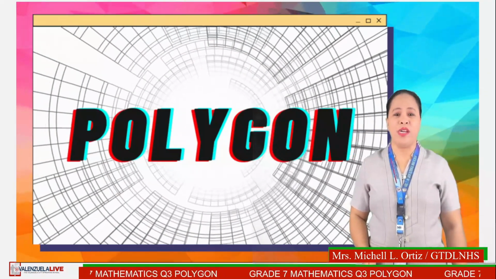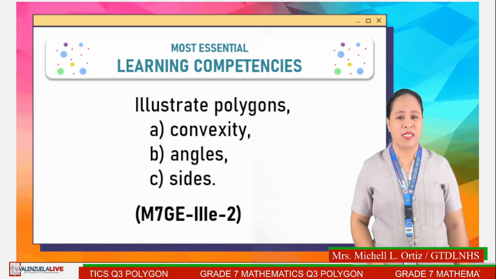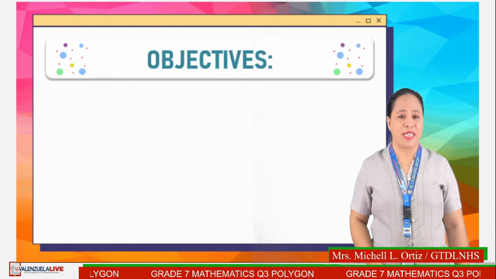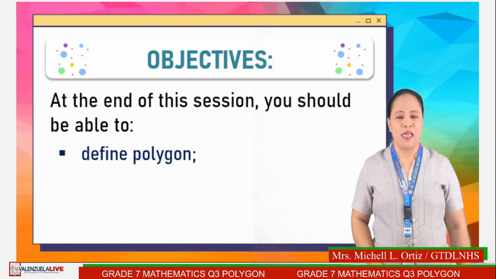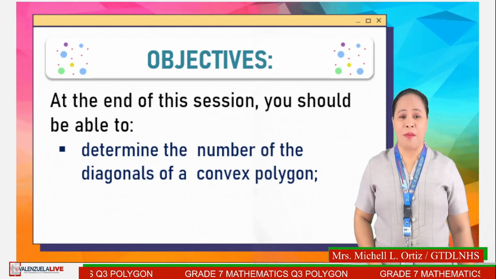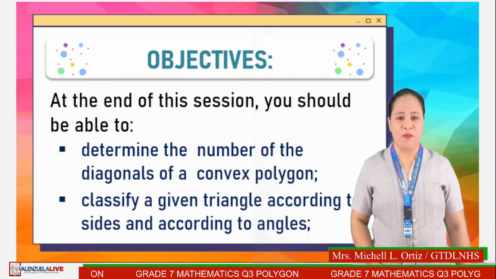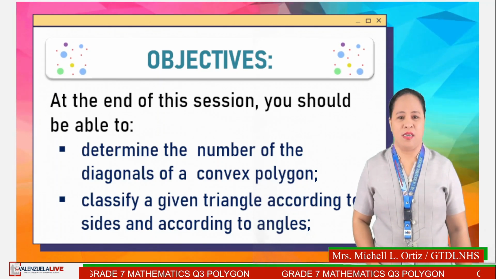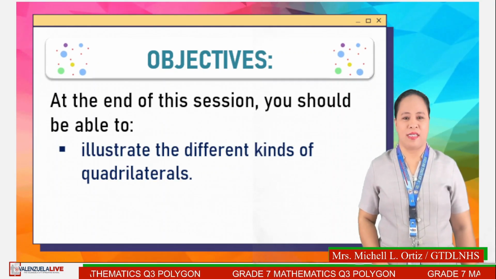Today's lesson, we are going to study how to illustrate polygons according to its convexity, angles, and sides. At the end of this session, you are expected to define a polygon, illustrate the different classifications of polygons, determine the number of diagonals of a convex polygon, classify a given triangle according to sides and according to angle, and illustrate the different kinds of quadrilaterals.